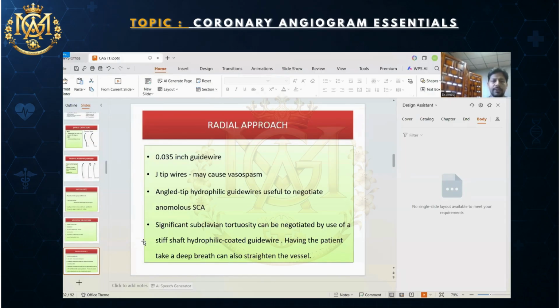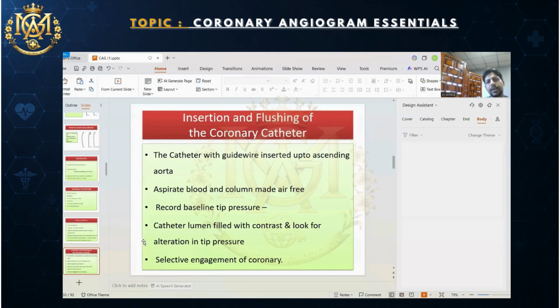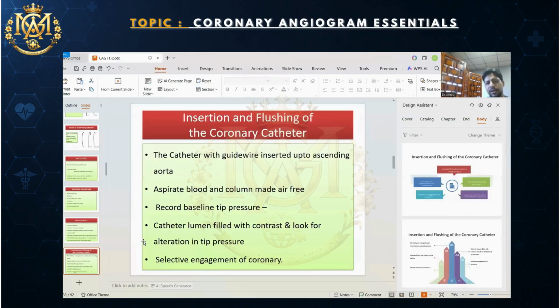So in the radial approach, we use a 0.035-inch guidewire. These are non-traumatic J-tip wires. So after taking the puncture, the guide wire is introduced into the radial artery, and on the guide wire we introduce the sheath through which the catheter goes into the coronary arteries. So catheters with guide wire are inserted in the ascending aorta.